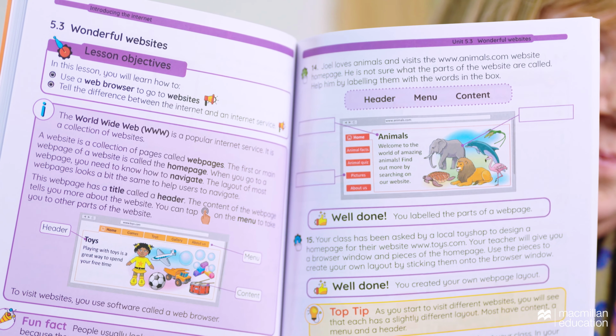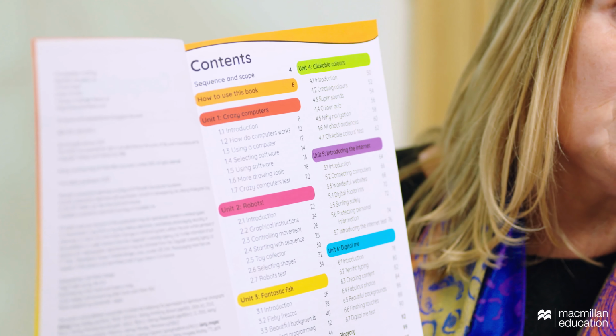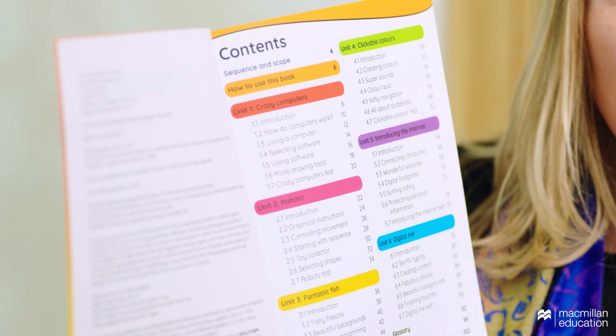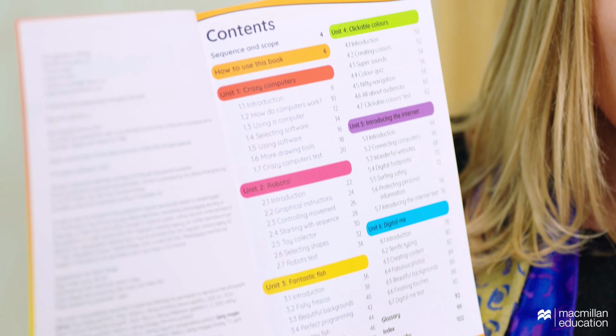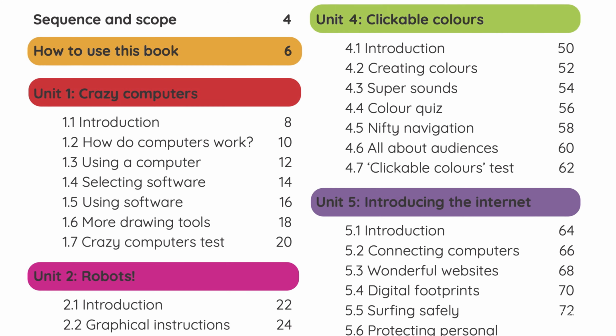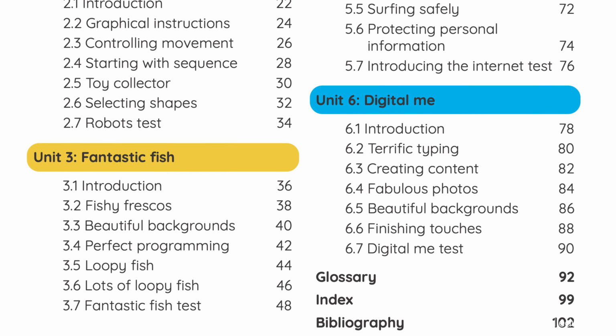This is the contents page, and it tells us exactly what the strands are that are covered within that unit. So you can see we've got sequence and scope, which I'll talk about in a second. How to use the book, which is a really important page for the students and for the teachers as well. And then the 6 units you can see are colour coded within that strand. And these are the 6 strands that are covered here.